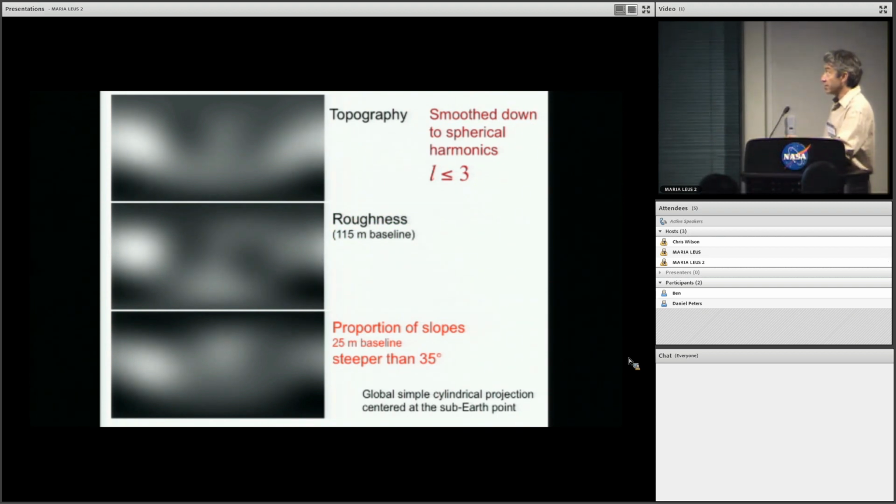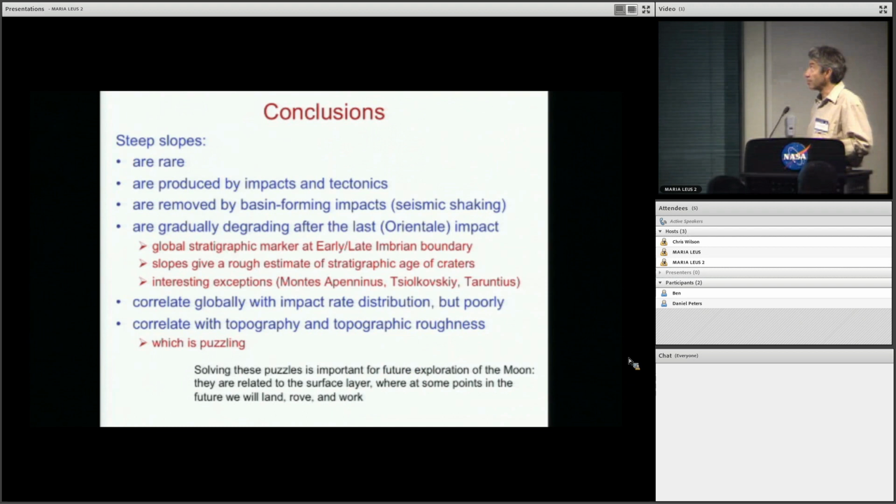Here we see topographic roughness. Topographic roughness is different from steepest slopes. Topographic roughness deals with gentle slopes and elevations of meter scale, not tens of meter scale. So it is a different thing. It is related to regolith gardening, not to large-scale geology. And we see very good correlation with topography and the proportion of steep slopes that we observe. These correlations are puzzling. We don't have a good explanation for this.